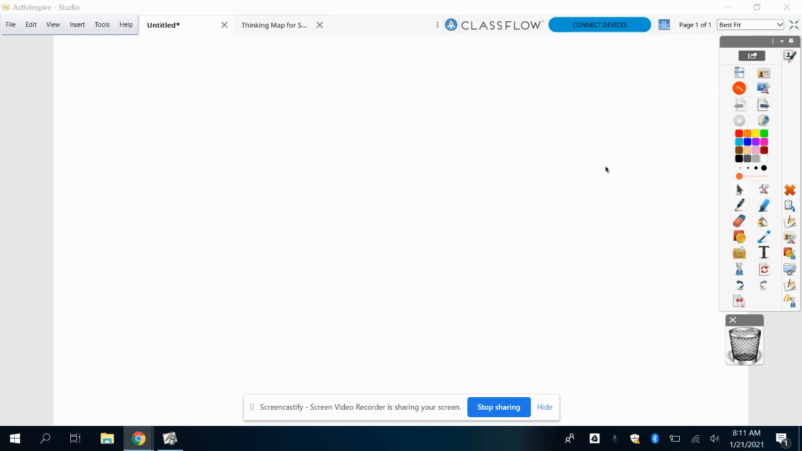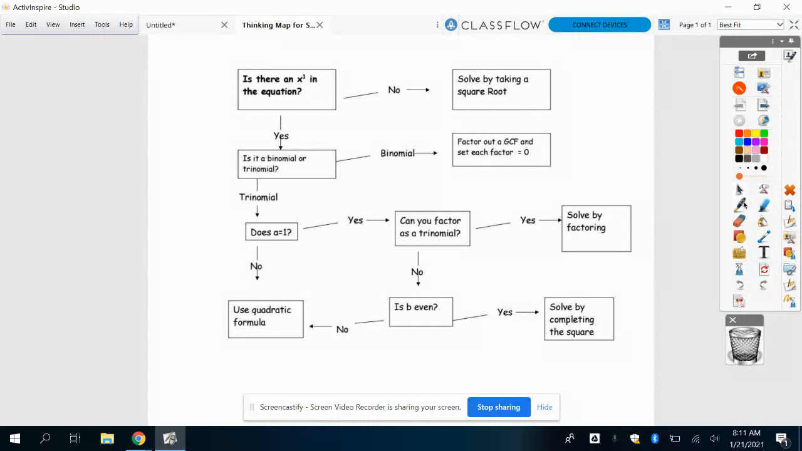All right, guys. So today we're going to talk about the different ways that you can solve quadratics and how to know what method to use based on the different quadratics that you are given. So we're going to look at four different quadratics and we're going to go through what we call a thinking map to help us decide, okay, how should I go about solving this quadratic? So first of all, I'm going to show you the thinking map. So here's the thinking map.